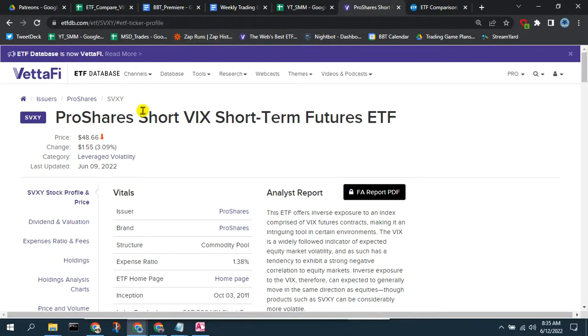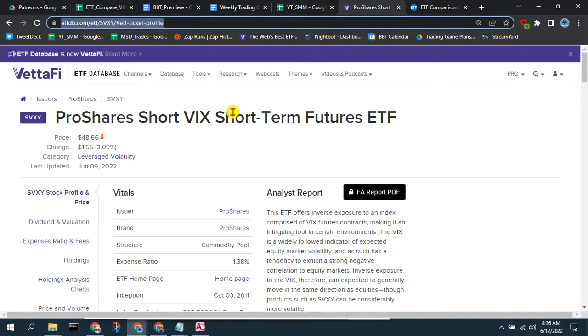Okay, let's look at the ETF profile for SVXY, the ProShares Short VIX Short-Term Futures ETF in the ETF Database. I'll put a direct link to this profile in the ETF Database in the description box below. We can see the issuer is ProShares, it's a commodity pool. We see the expense ratio here is 1.38. It's been around for a long time, October 3rd, 2011.